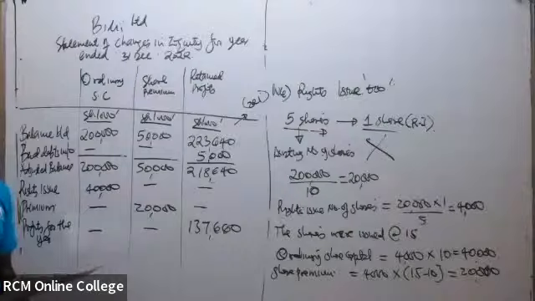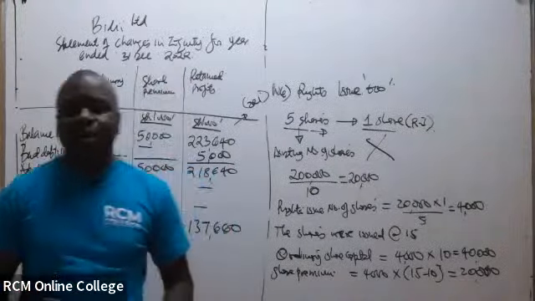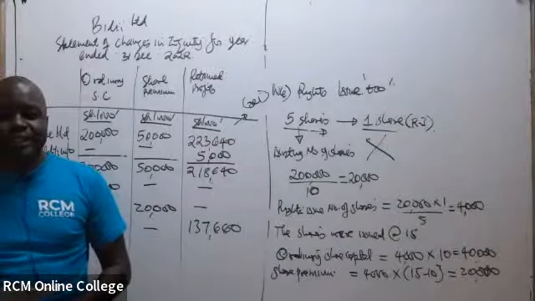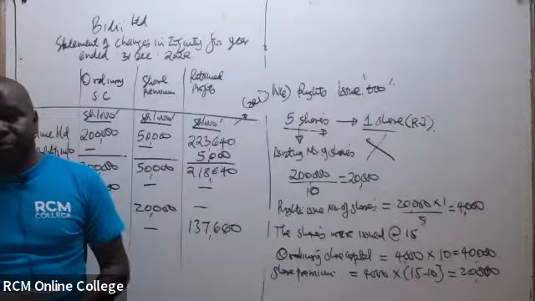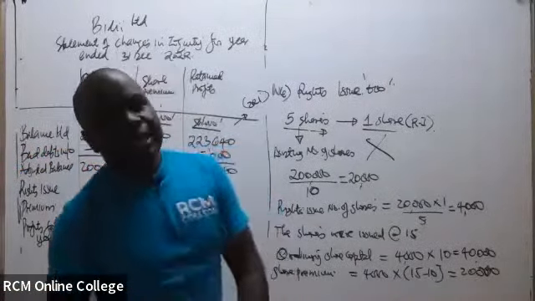What if the shares are issued at a value less than the par value? So that is what we call what? Issuing the shares at a discount. Sawa, Esther Odhiambo. That is issuing the shares at a discount.